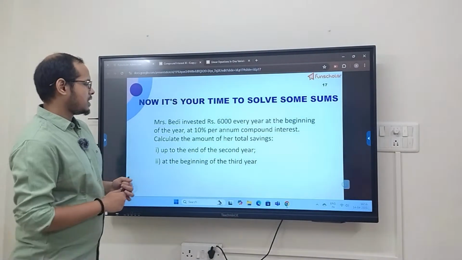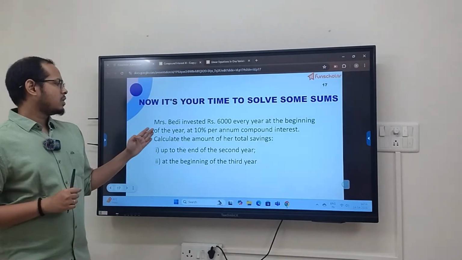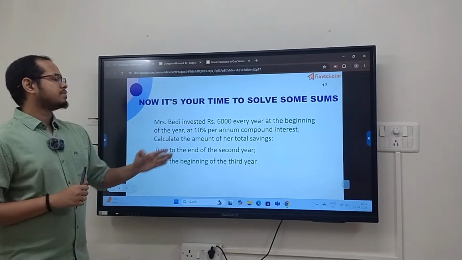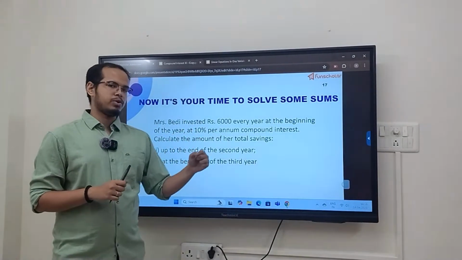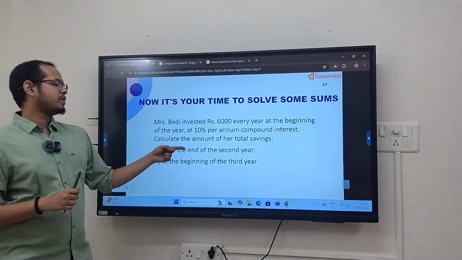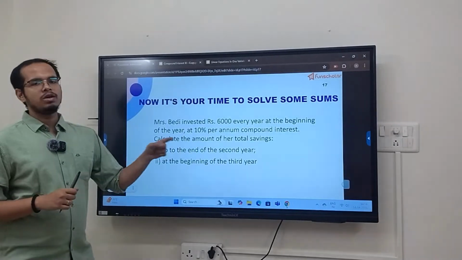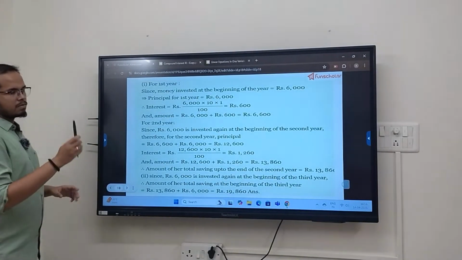Now let's go on to some trickier sums. Mrs. Bedi invested rupees 6,000 every year at the beginning of the year at 10% per annum compound interest. Calculate the amount of her total savings up to the end of the second year, at the beginning of the third year. So this is the particular solution.